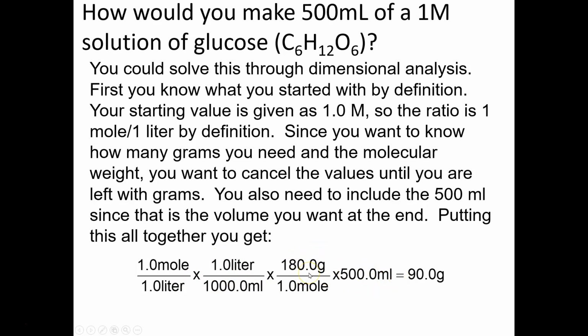What's left is the grams. If you do 180 times 500 divided by 1,000, you end up with 90 grams. Again, you probably want to have a calculator and punch this through and practice it, but you just cancel the units, and that's pretty simple.